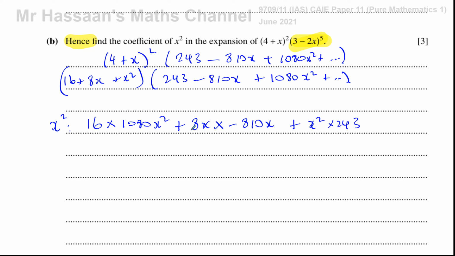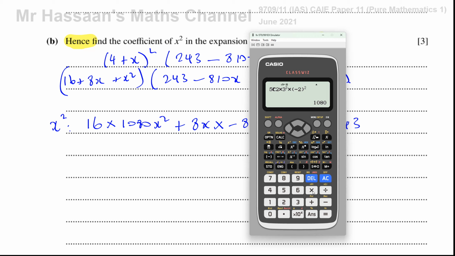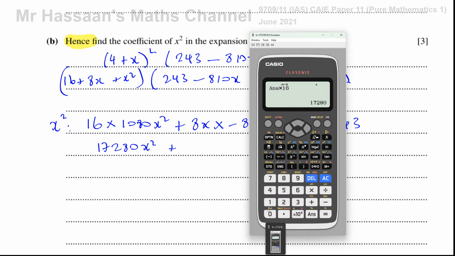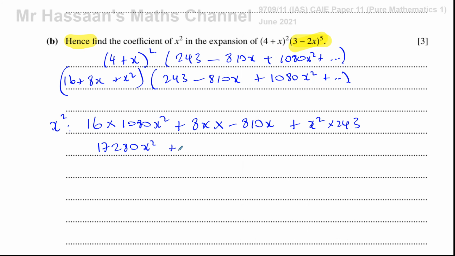So I have to find out the value of these. So I have 16 times 1080. So this times 16 gives me 17,280 x squared plus, and you have 8x multiplied by minus 810, so 8 times 810. It's going to be negative, actually, negative 6,480. That will be negative here. That'll be the next x squared term, plus 243 x squared.